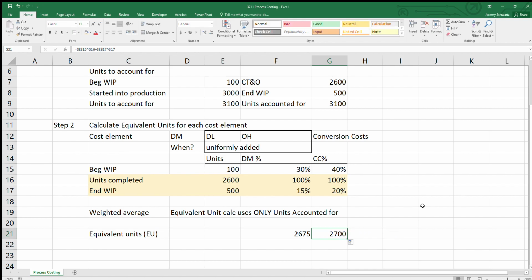So these would be the equivalent units that would ultimately be used. Now we've accounted for the units, but we still need to do something with the costs, and that's what we'll do in the next video.